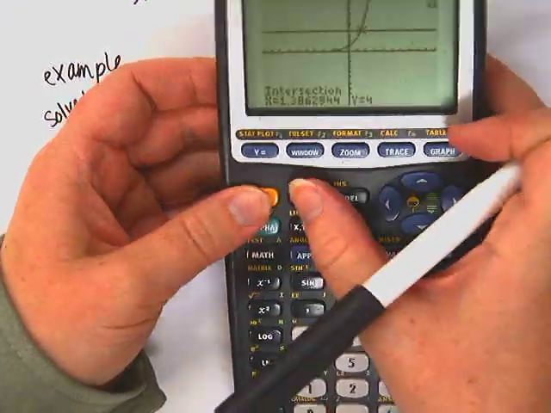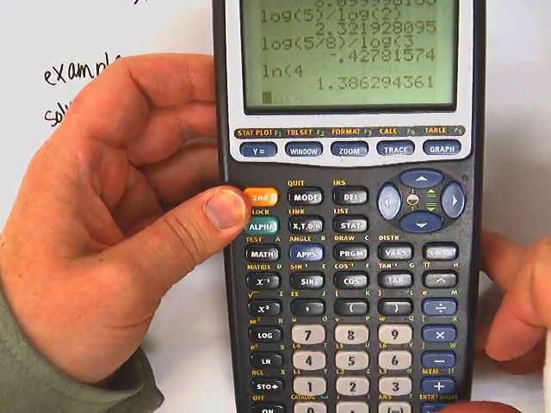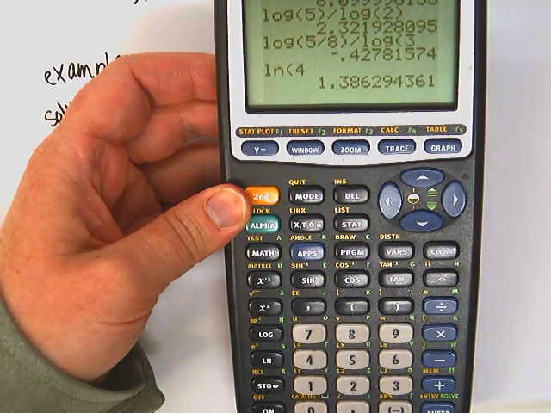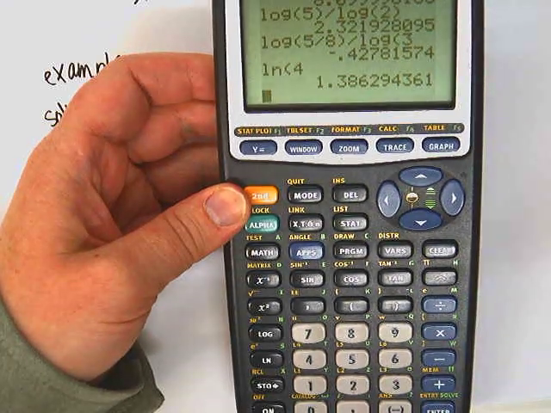So now let's check and see if we get the same answer doing that one algebraically. We could quit out of here, natural log of 4, enter. Well, what do you know? Same exact answer.